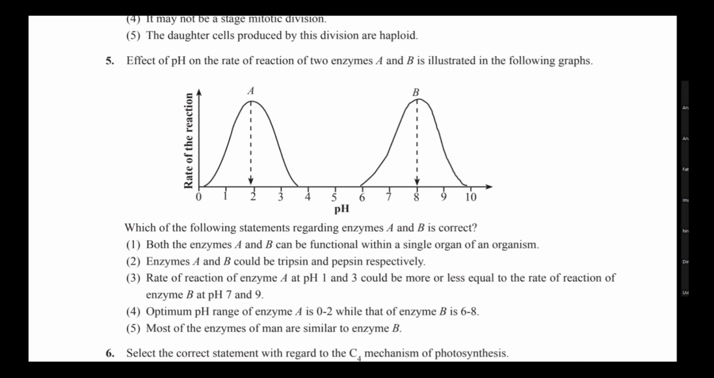Enzyme inhibitors also affect the rate of enzyme activity. Okay. Enzyme inhibitors, there are two types: irreversible and reversible inhibitors.